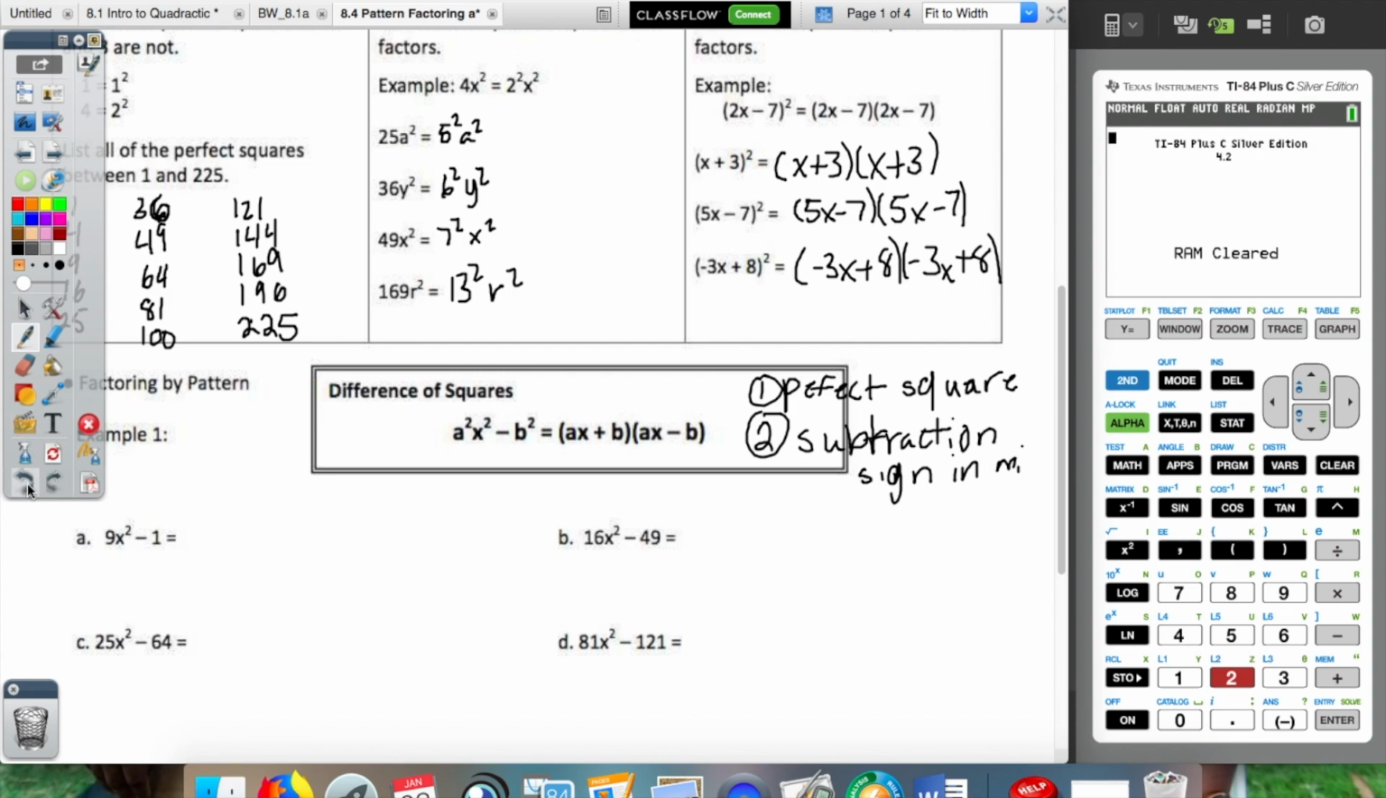And then take a look at what we have when we have perfect squares. We were given this: a squared minus b squared. How many terms does this have? It has the first one and the second one, so it also has to have two terms. Two terms only.